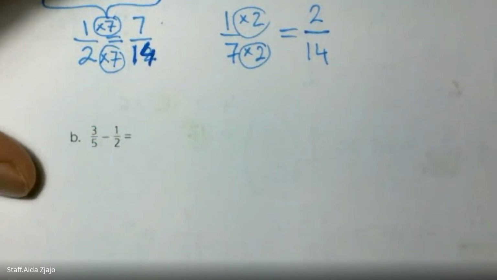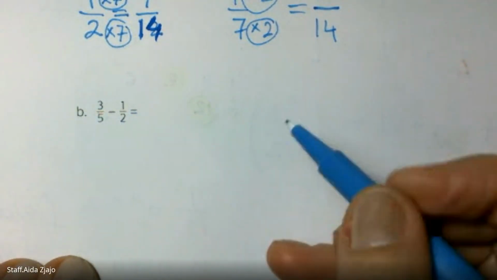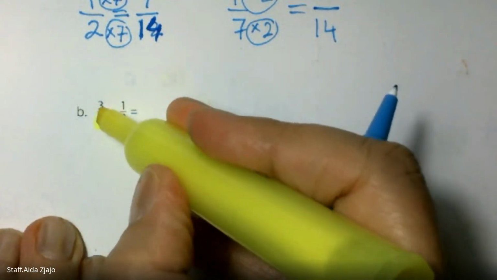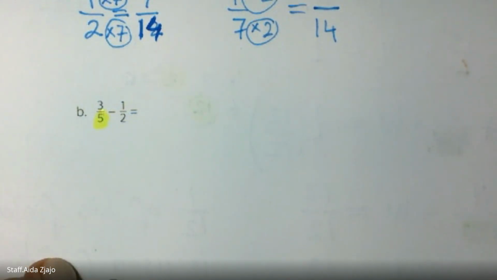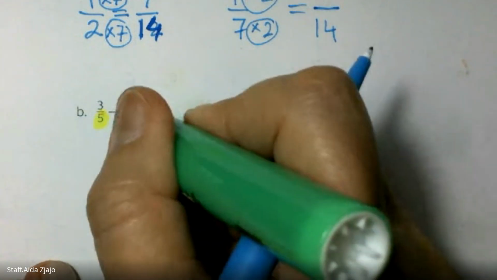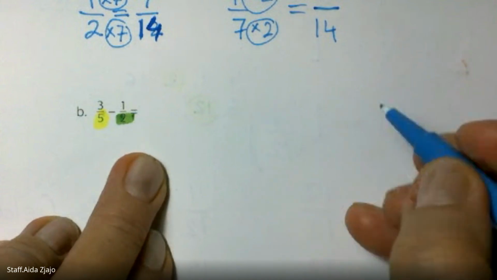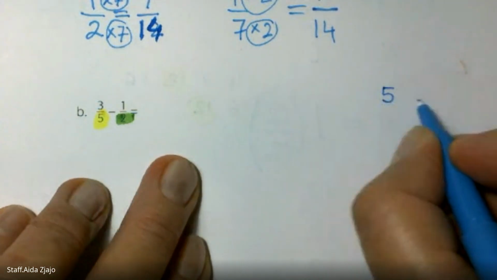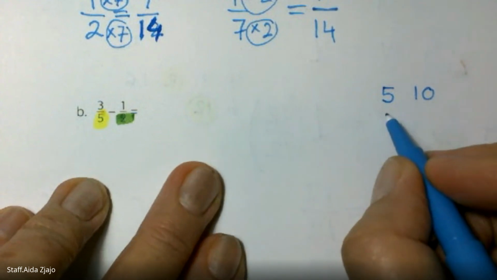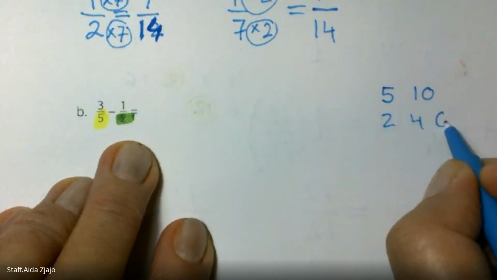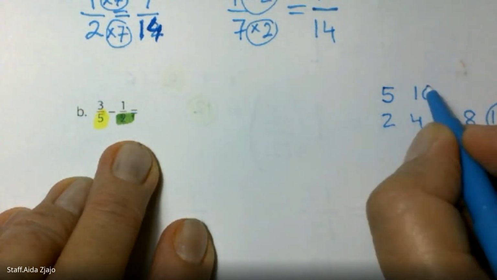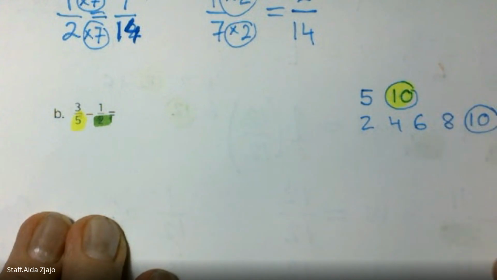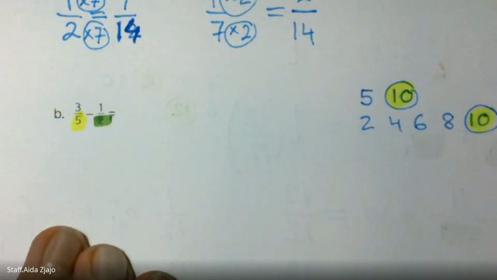So now we're going to move to 3/5 minus 1/2. So here again, we have fifths and we have halves. They are not the same fractions. So we need to create the same size fractions in order to subtract them. We can skip count by 5: 5, 10, and then we can skip count by 2: 2, 4, 6, 8, 10. So you can see that we have to change 5 times 2 into 10, and 2 times 5 into 10.